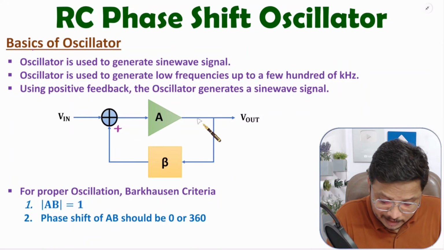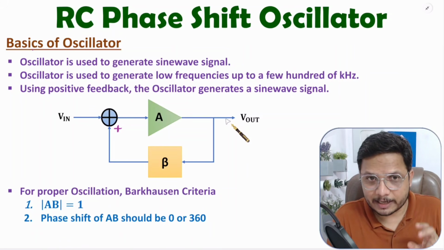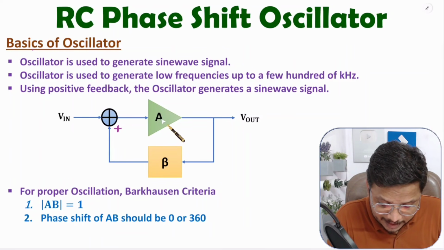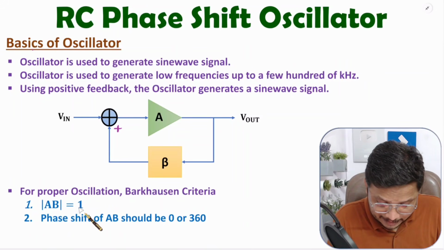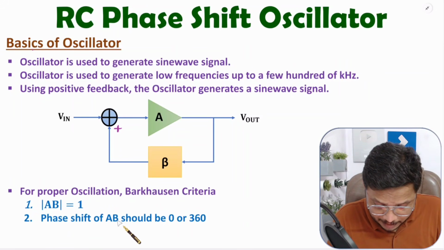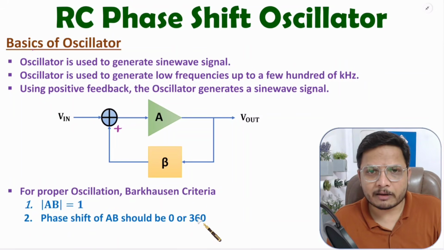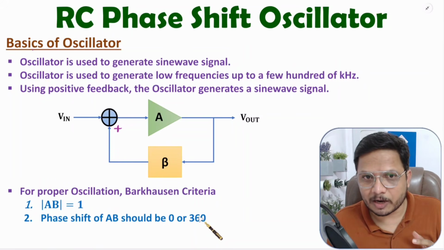To have oscillation at the output side, there are two criteria that you need to understand. The first criterion states that A into beta should be equal to 1. So the multiplication of gain A into beta should be equal to 1. And the second criterion states that the phase shift of A and beta should be 0 or 360 degrees. Here we will be providing a phase shift of 360 degrees. Let me explain how.